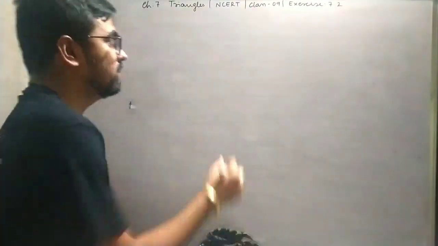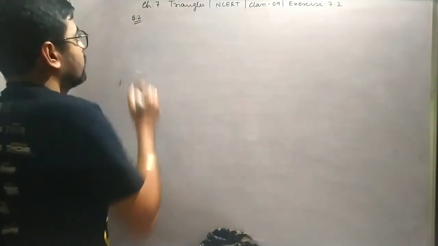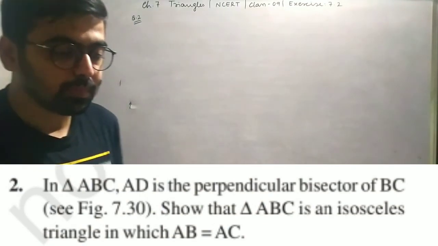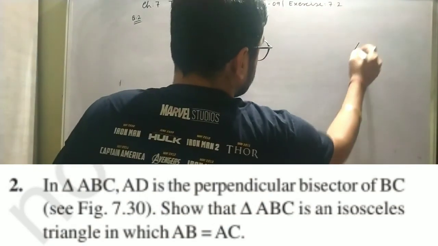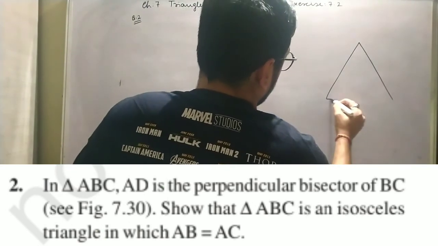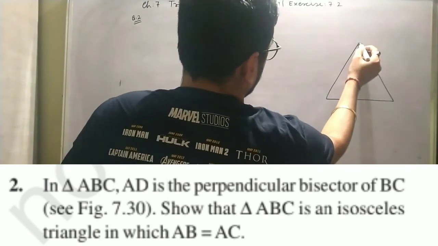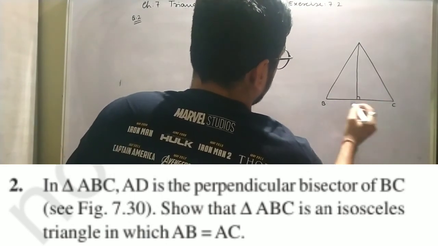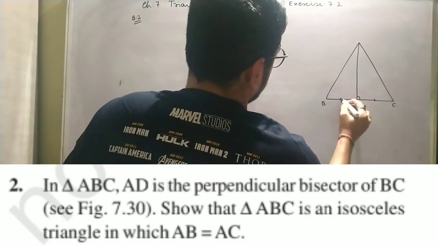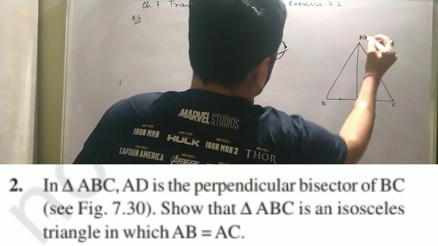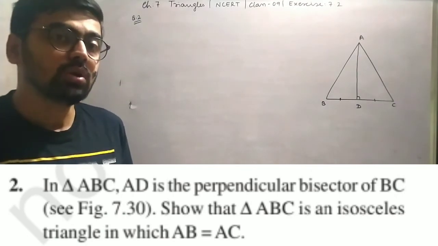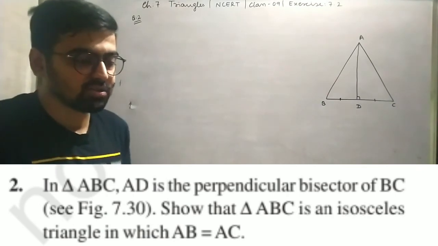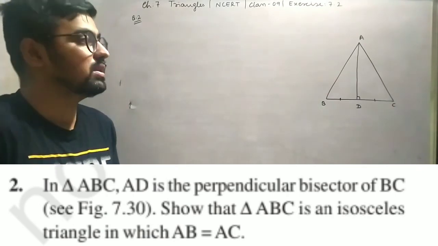Now let's go for question number 2. What do we have in question number 2? In triangle ABC, AD is the perpendicular bisector of BC. So let me draw a triangle, correct. And we know that AD is the perpendicular bisector of BC. What does that mean? That means it divides the BC into two equal parts and it is perpendicular to BC as well. Simple. Further show that triangle ABC is an isosceles triangle in which AB equals to AC.